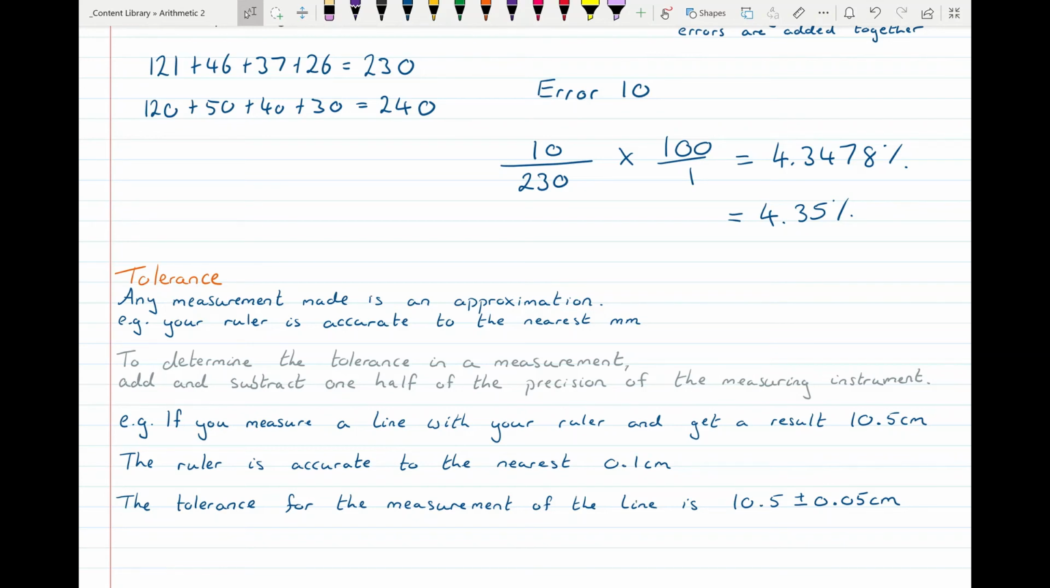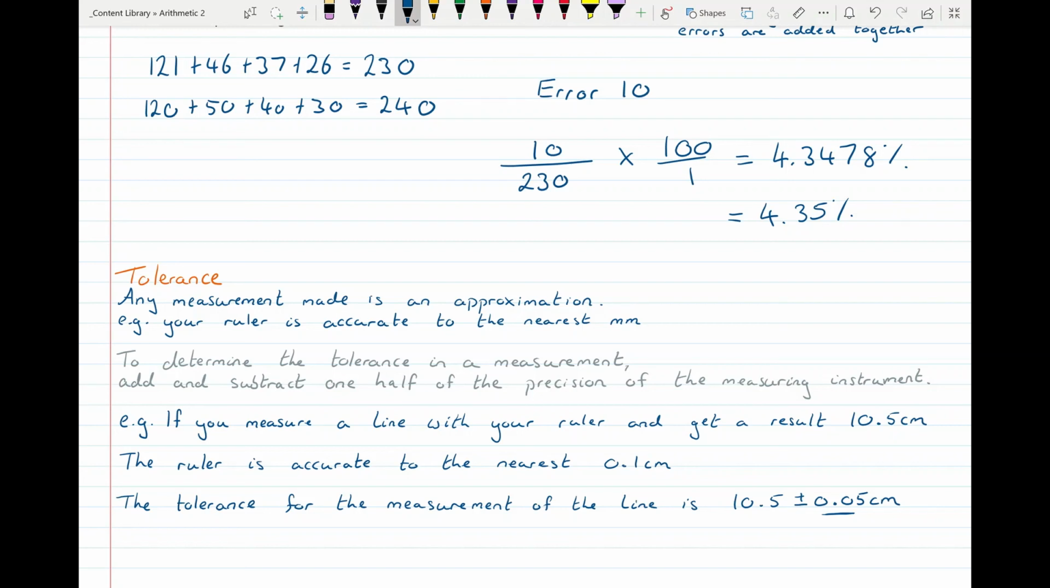To determine the tolerance in a measurement, so how much it's going to be out by, add and subtract 1/2 of the precision of the measuring instrument. So if you're measuring a line with your ruler and you get a result of 10.5 centimeters, the ruler is accurate to the nearest millimeter, so 0.1 centimeters. So the tolerance for that measurement is going to be 10.5 centimeters plus or minus 0.05 centimeters. So like 1/2 millimeter above it and 1/2 millimeter below it.